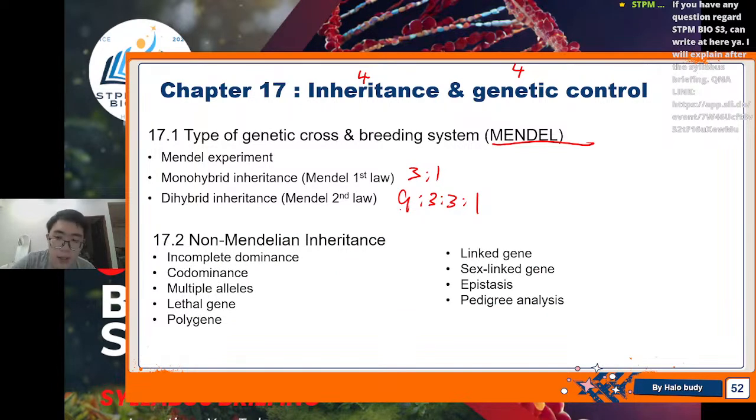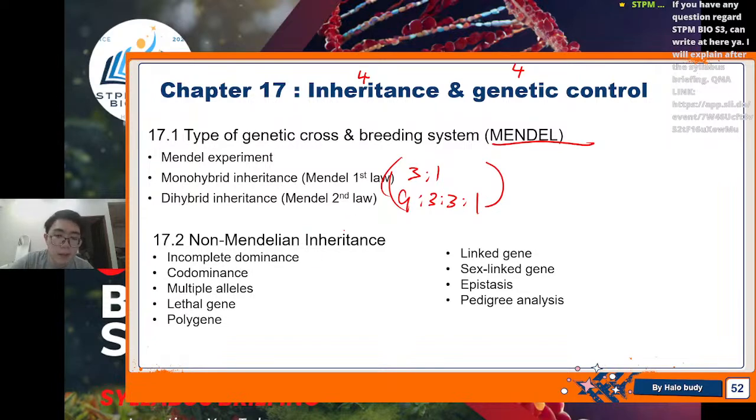But what makes you confused in learning is the other one, non-Mendelian. Wow, clever, right? Normally students will be confused between these two because of the ratio. The ratio will change compared to this.